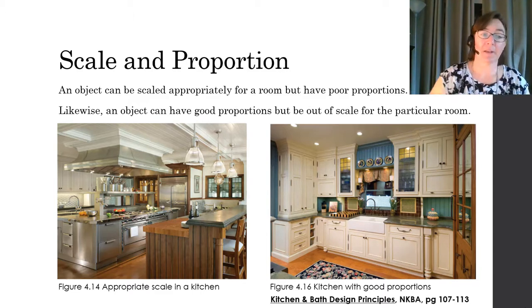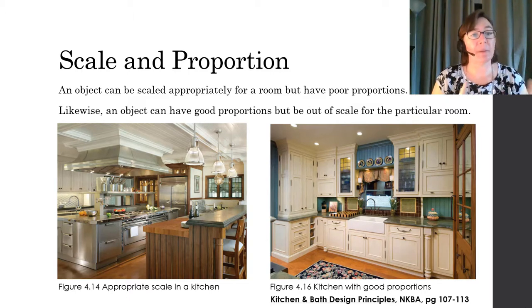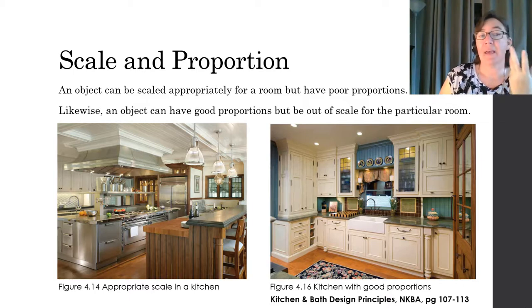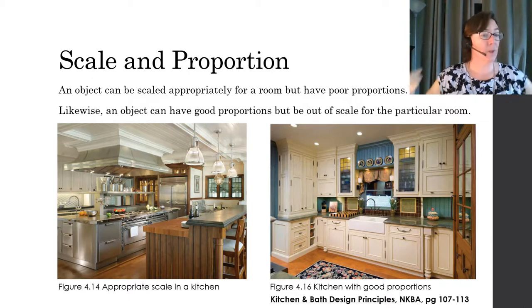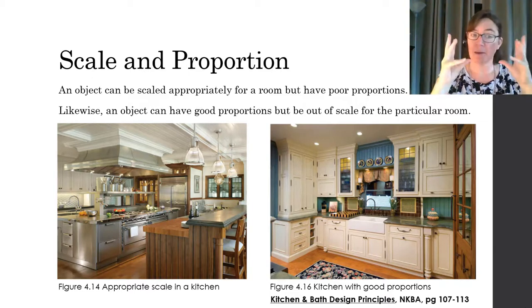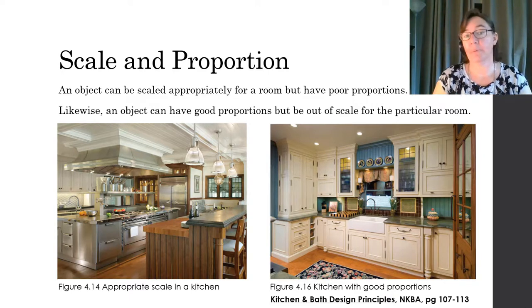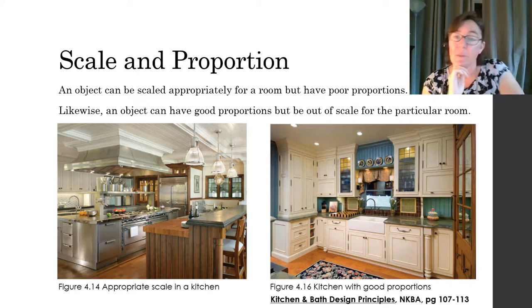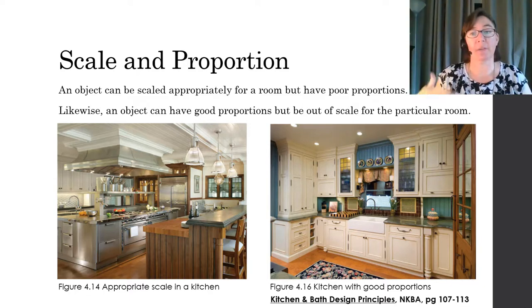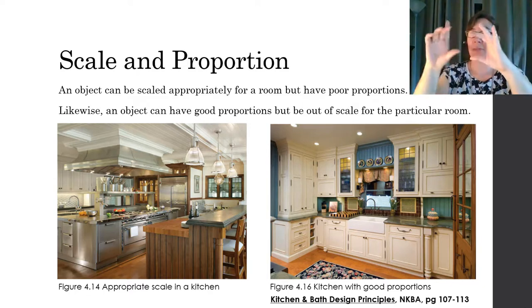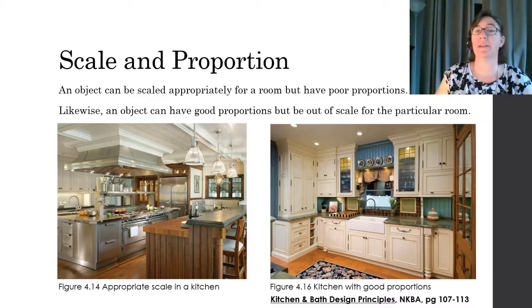On the left-hand side we have an illustration of some appropriate scale for a kitchen. Let's take a look at that hood that is the major visual object in that kitchen. You can see that it's a large room, and that large hood is to appropriate scale for that room. On the right-hand side, we see a kitchen elevation specifically, and you can look at those cabinets within that elevation and see that they have good proportion.